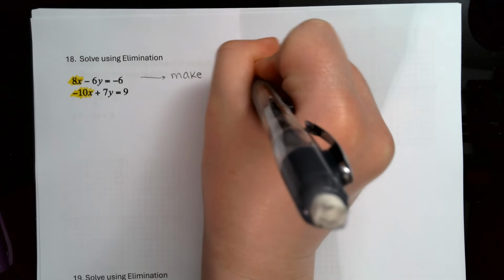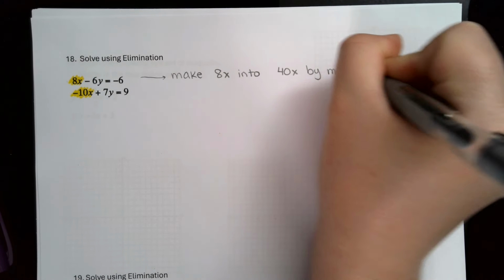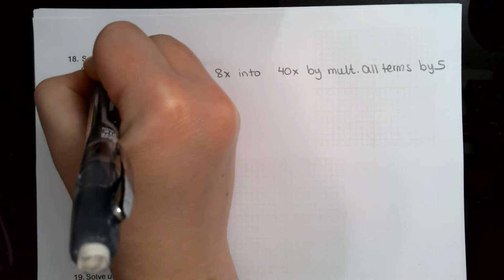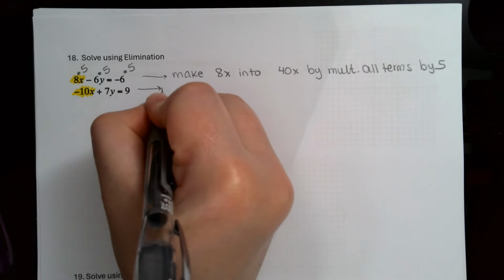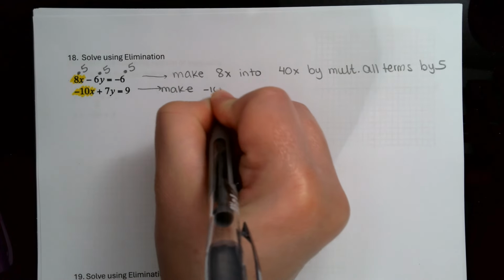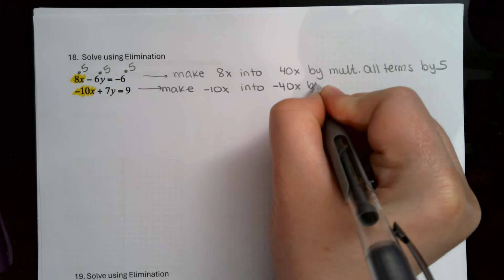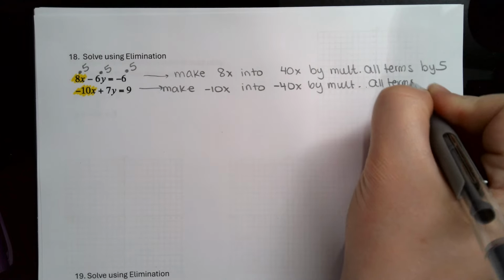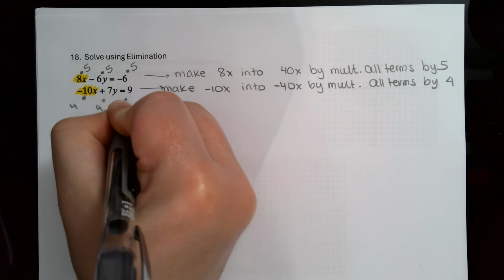I'm going to make 8x into a 40x by multiplying all terms by 5. So this one's going to get multiplied by 5, this one's going to get multiplied by 5, and this one's going to get multiplied by 5. And I'm going to make the negative 10x into a negative 40x by multiplying all terms by 4. So this one gets a 4, this one gets a 4, and this one gets a 4.